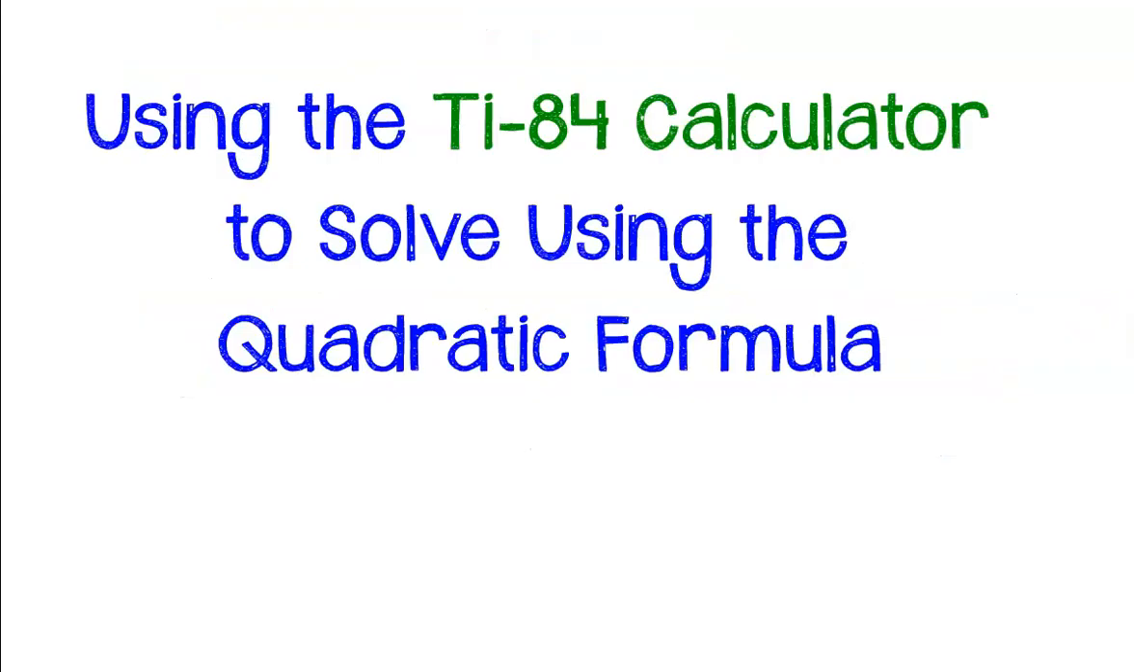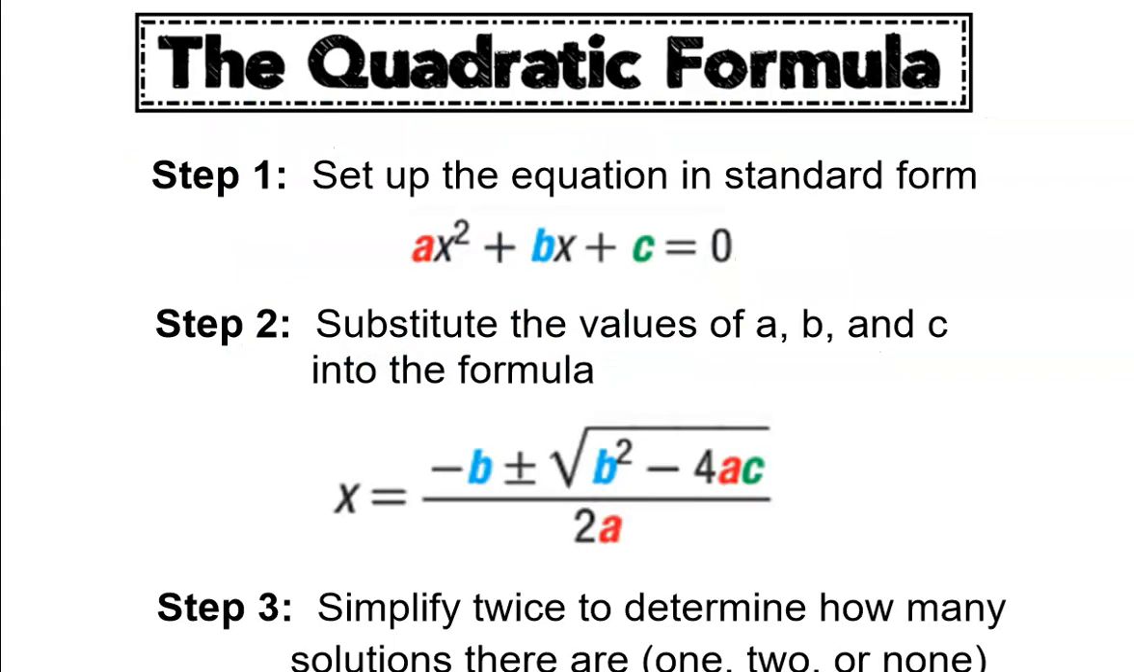All right, let's get working on this calculator and using the quadratic formula. So the steps are, first, make sure your equation's in standard form and equal to 0. Step 2, identify a, b, and c, and plug them into the entire formula this time, not just the discriminant. And then we're going to learn two ways. Simplify twice, because there is a plus and a minus sign in this formula, and you can't do them both at the same time. So you're going to write the formula one time with a plus sign, and then you're going to write the formula a second time with a minus sign, and determine your solutions.